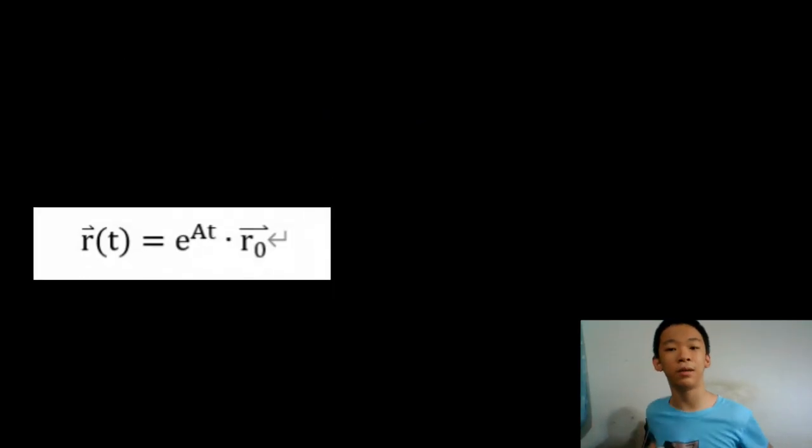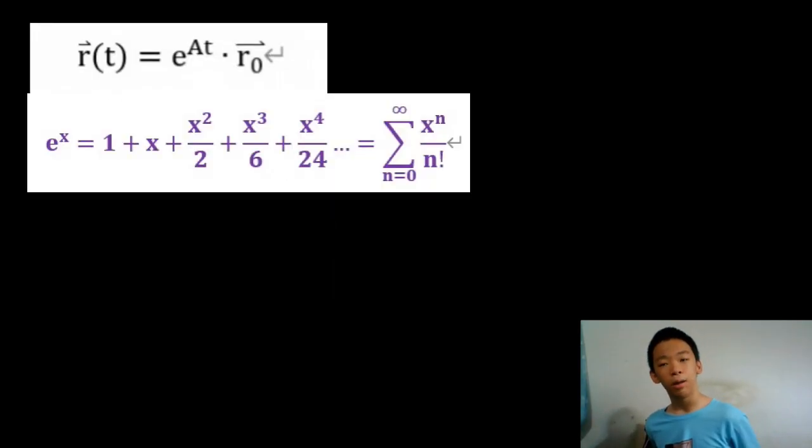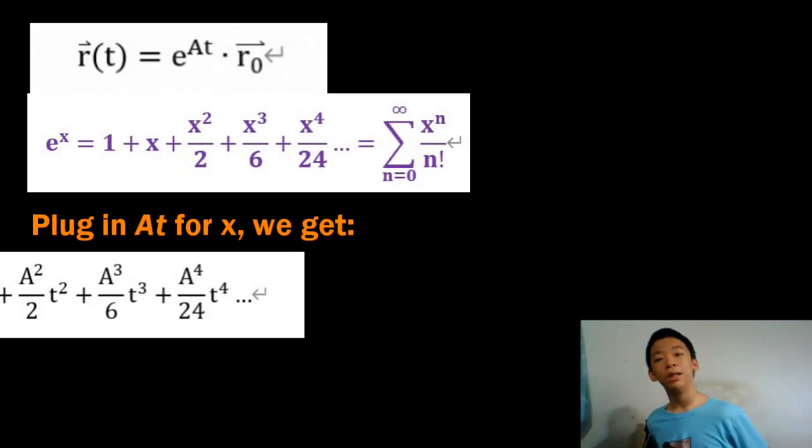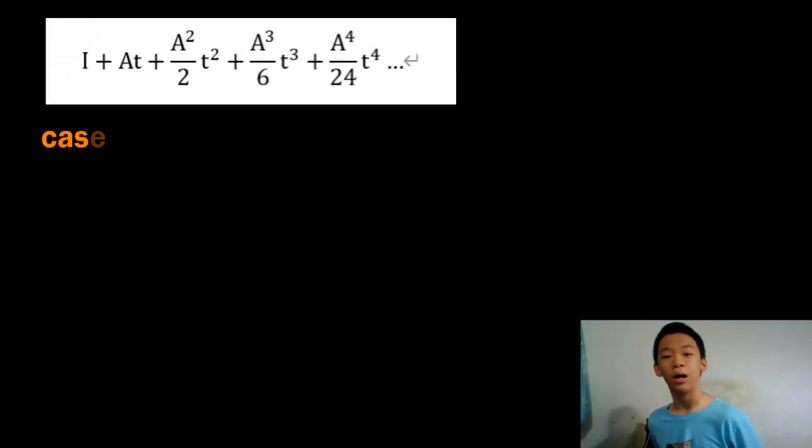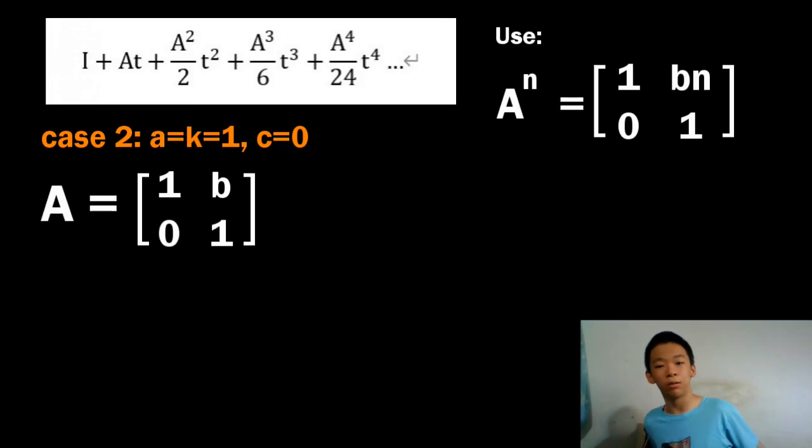Recall the power series of e to the x. When we plug in a matrix, the 1 turns into the identity. So e to the At expands like so. Here, I'm going to show you guys another case where a and k are both equal to 1 and c is equal to 0. Therefore, A is going to be the matrix 1, b, 0, 1, also known as a shear matrix.